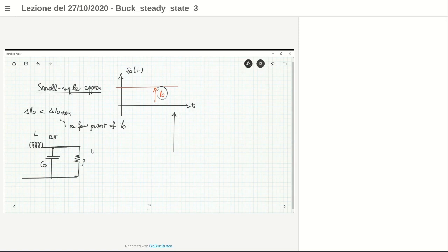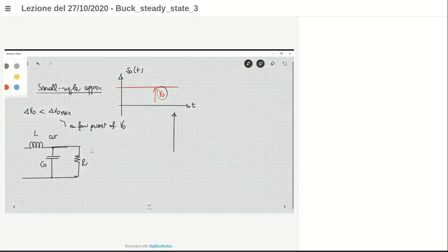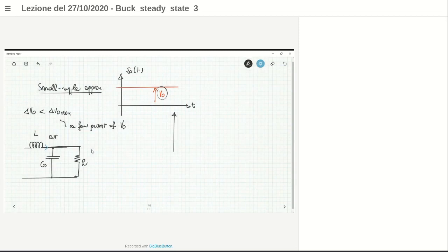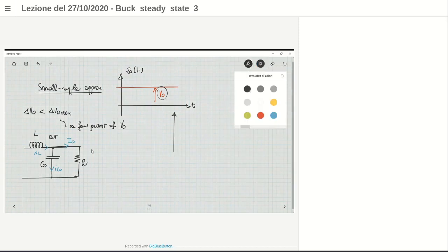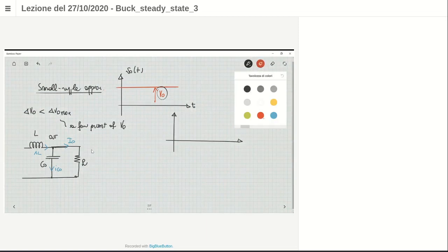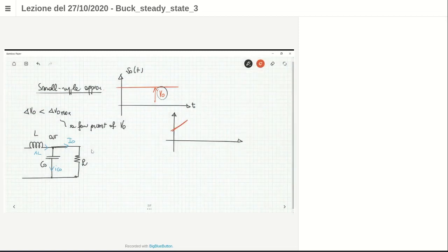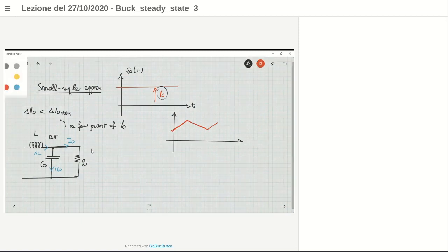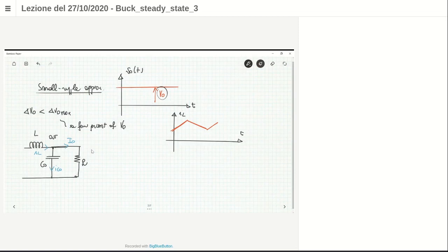Then we have a load. Okay, this is the output side of my converter. This is IL, I0, I0. So IL is this one. This is the period Ts.